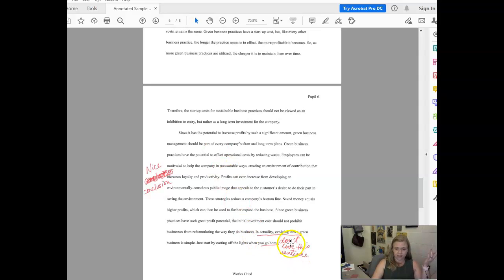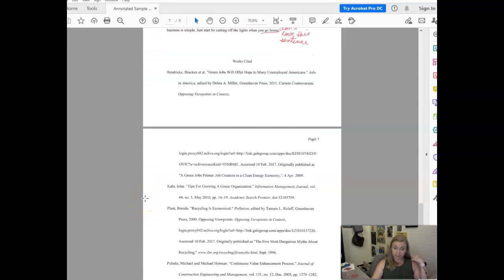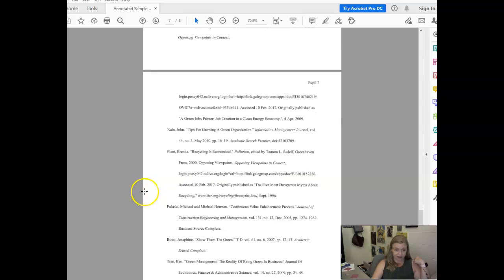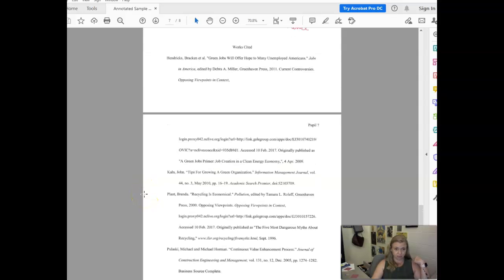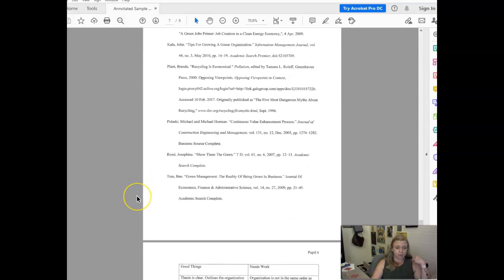I don't love this sentence. And sorry for that. I don't know why my brain couldn't spell conclusion when I was writing slowly. And so the works cited, this is what your works cited should look like, something like this. I don't think you'll need nearly as many sources. Really, you only need 3 for this paper. But that person had more.